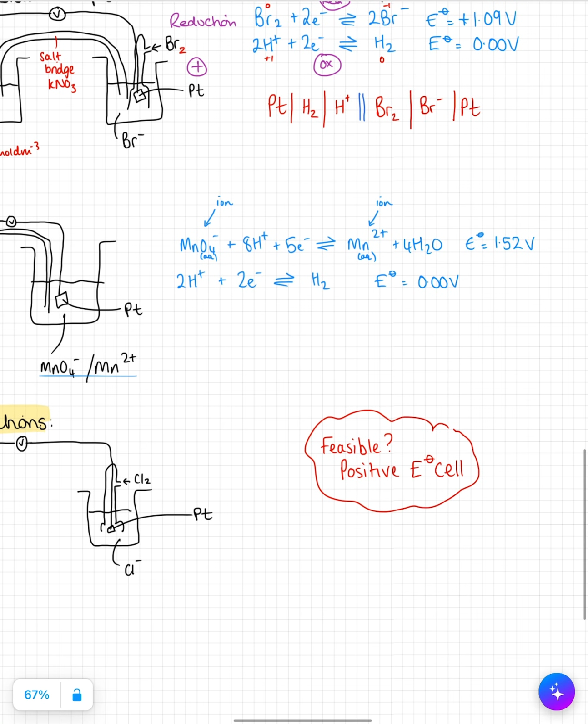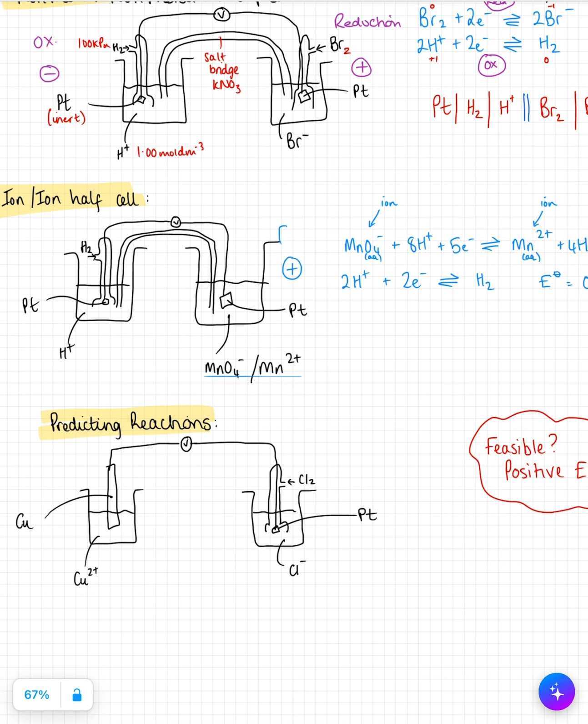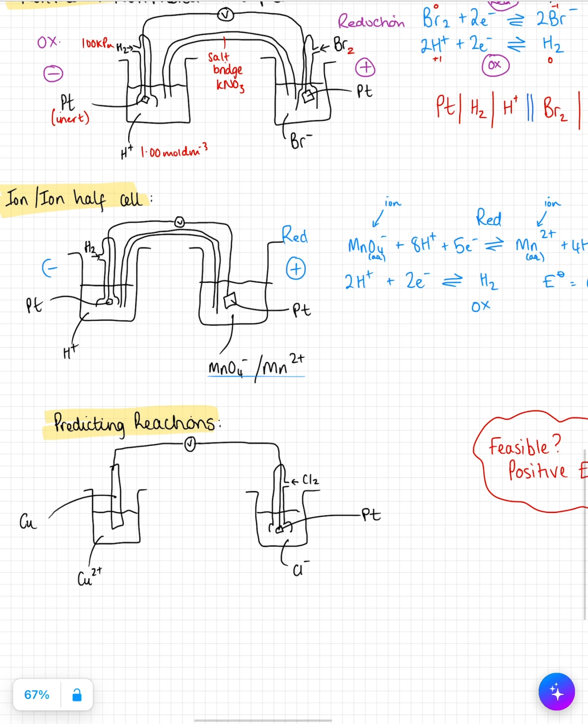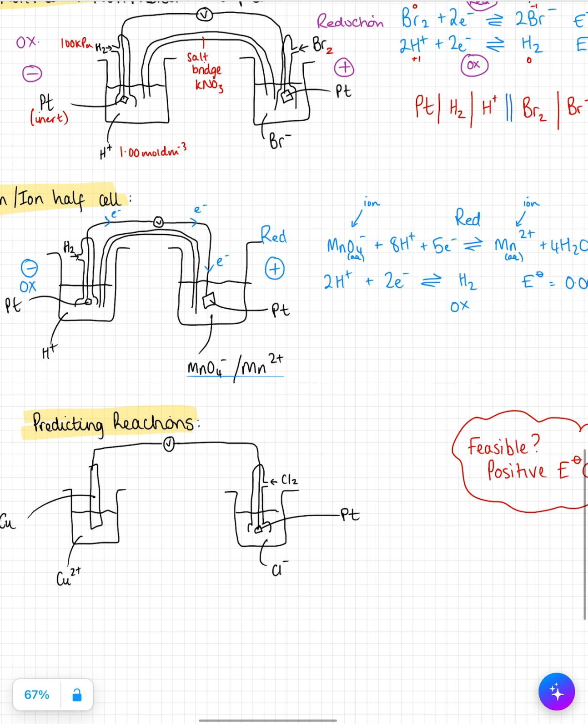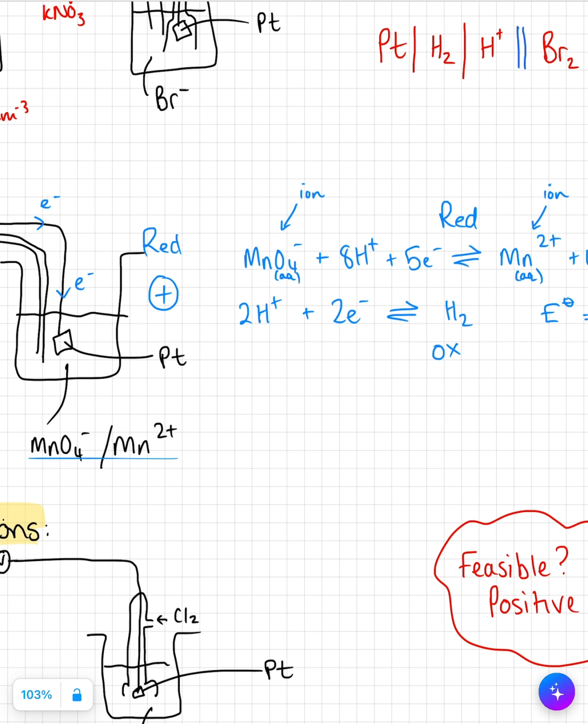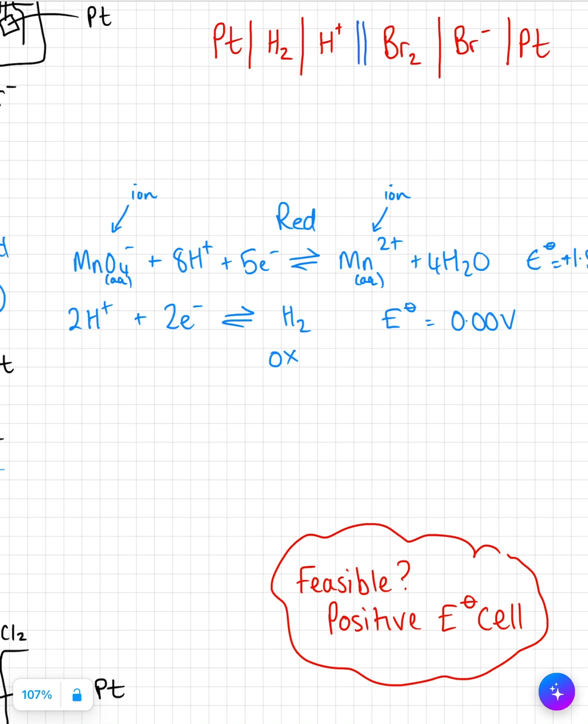Let's look at our E cell values. Plus 1.52, therefore this is the positive electrode, that's the reduction process. This is the negative electrode, this is the oxidation process. We're losing electrons, so electrons again are travelling through the wire so that the electrons can be gained by the MnO4 minus ions. And we can see that the electrons are being gained by the MnO4 minus as opposed to the Mn2 plus from the half equation.